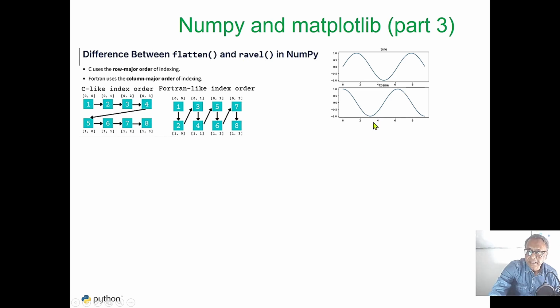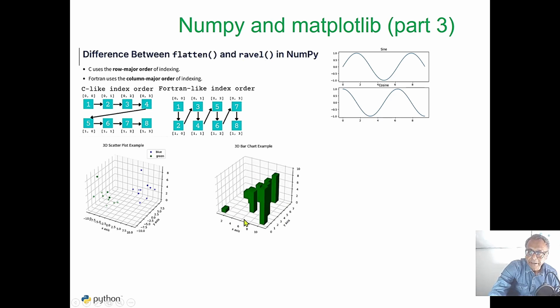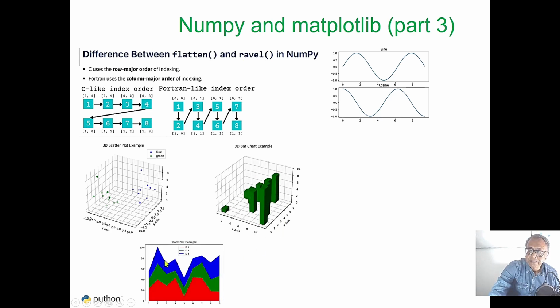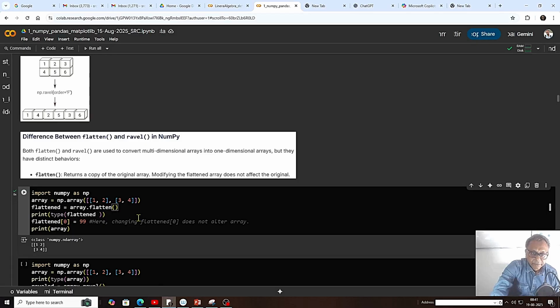Then we'll discuss the plot and subplot. This is a three-dimensional scatter plot. This is a 3D bar graph, bar chart, and this is a stack plot. This is one of the complex diagrams, and you can add annotation. You can make this diagram. This one is a particular plot, and you can add annotation with it. This is an example.